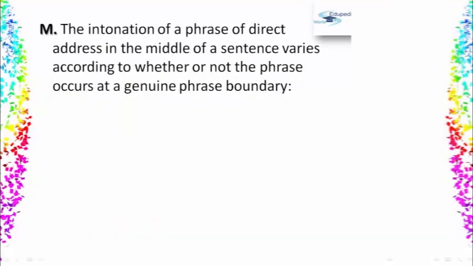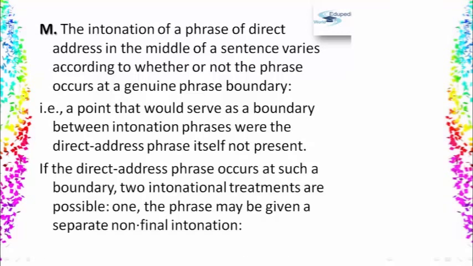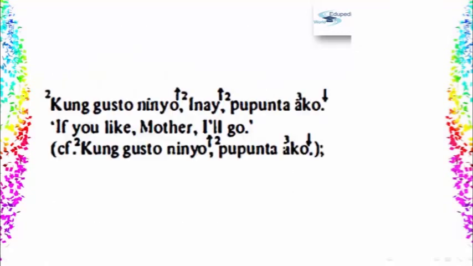The intonation of a phrase of direct address in the middle of a sentence varies according to whether or not the phrase occurs at a genuine phrase boundary, a point that would serve as a boundary between intonation phrases where the direct address phrase itself is not present. If the direct address phrase occurs at such a boundary, two intonational treatments are possible. One, the phrase may be given separate non-final intonation. Kung gusto ninyo, inay, pupunta ako. If you like, mother, I'll go.